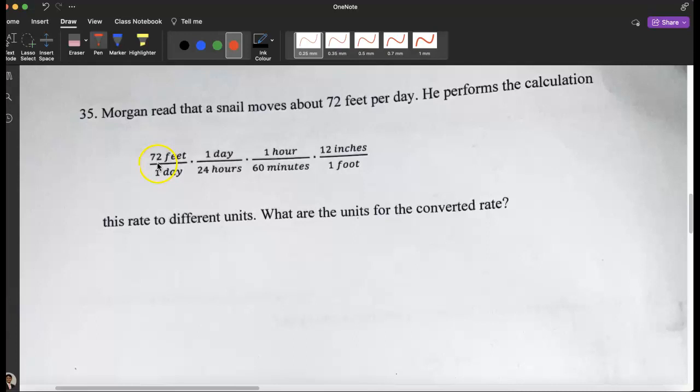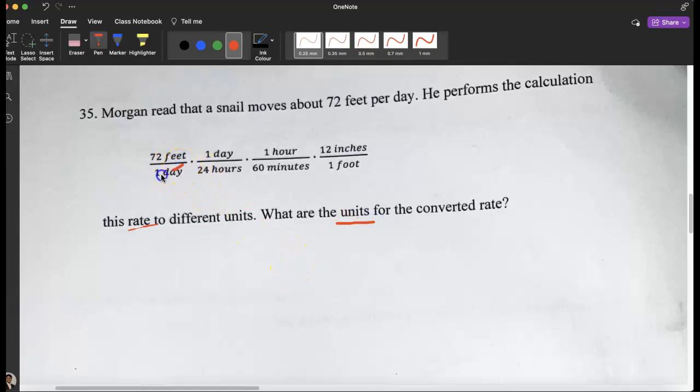Time pass question. 72 feet per day. 1 day is 24 hours. 1 hour is 60 minutes. Correct? And 12 inches into foot. He performs the calculation to convert this rate to different units. What are the units of the converted rate? So our answer would be what?